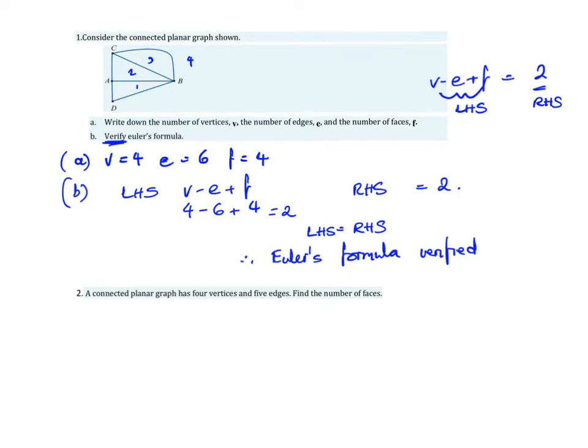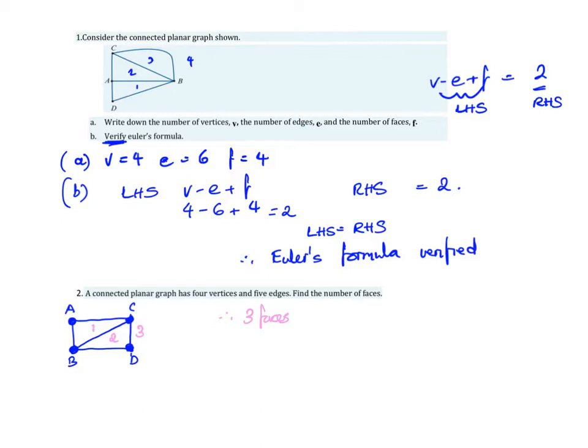Looking at the next question, a connected planar graph has 4 vertices and 5 edges. Find the number of faces. There are a couple of ways I could do that. I could imagine what the actual graph looks like. So it's got 4 vertices and 5 edges. Well, I've just drawn a planar graph with 4 vertices, A, B, C and D, and it's got 5 edges. How many faces are there? 1, 2, 3. Therefore, 3 faces.